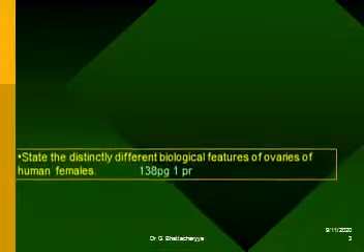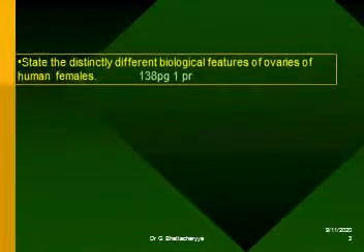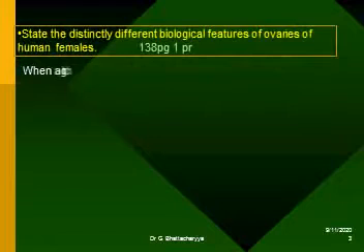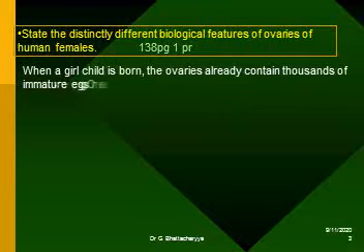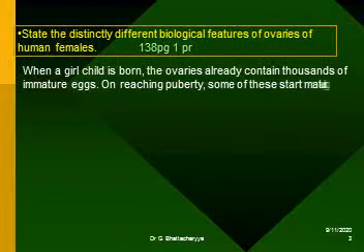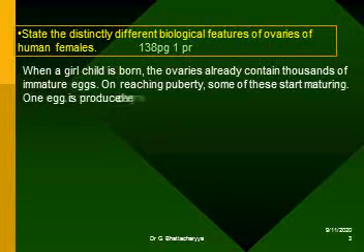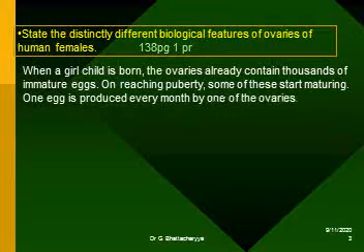State the distinctly different biological features of ovaries of human females. When a girl child is born, the ovaries already contain thousands of immature eggs. On reaching puberty, some of these start maturing. One egg is produced every month by one of the ovaries.